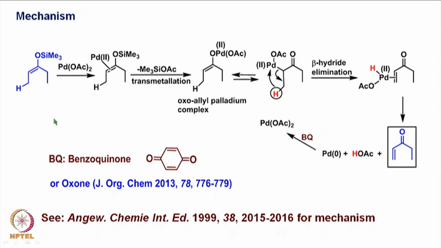Say, for example, if we have a compound of this type, which is an electron rich double bond, that is an enol silyl ether, then we can expect that if this is reacted with palladium acetate, a pi complex of this type can easily form, and this pi complex undergoes transmetallation by the expulsion of trimethyl silyl acetate, in the sense that this oxygen silicon bond is broken and an oxygen palladium bond is formed. This is what is transmetallation.